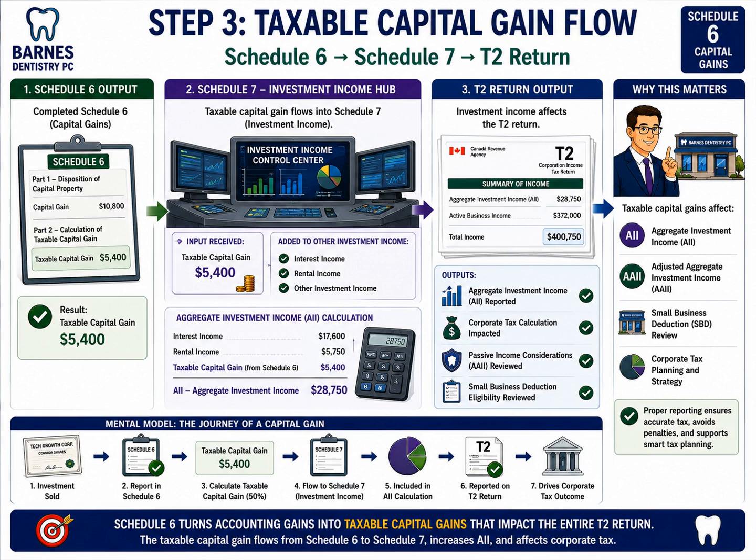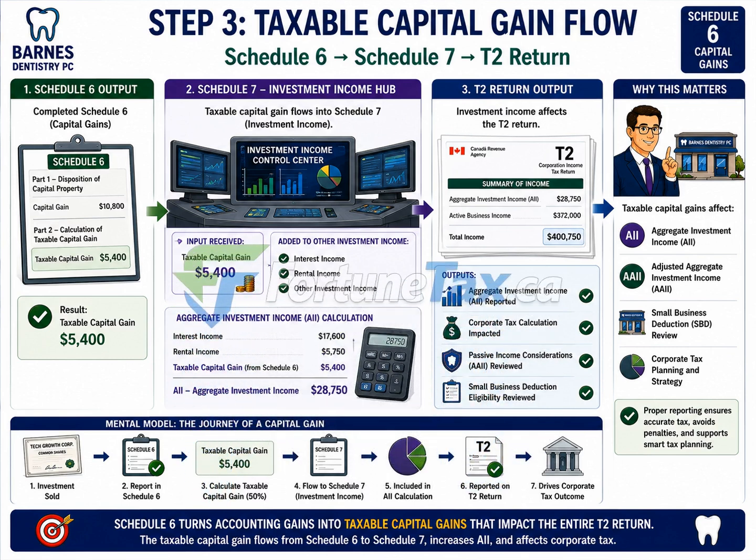Notice the panel labeled, "Why this matters." Taxable capital gains affect aggregate investment income, commonly called AII. They contribute to adjusted aggregate investment income, or AAII. They may influence small business deduction reviews, and they become an important consideration in corporate tax planning. A seemingly simple investment sale can therefore have significant consequences for the corporation's overall tax position.